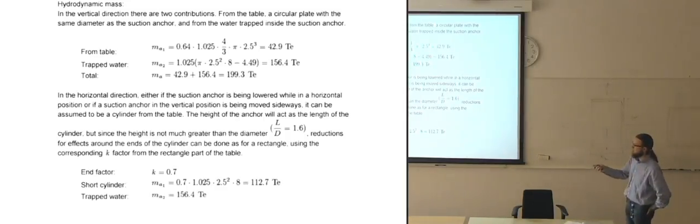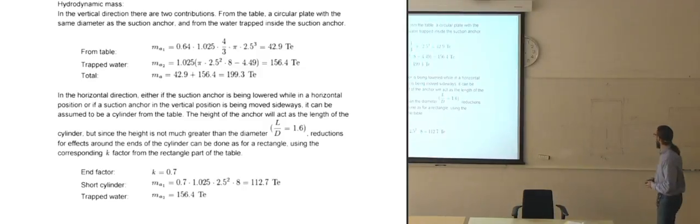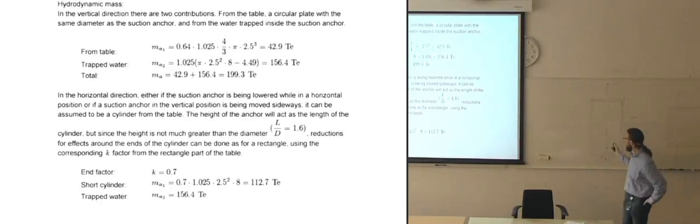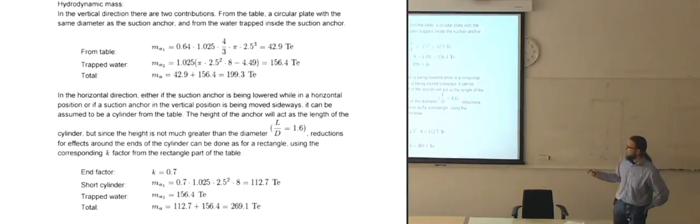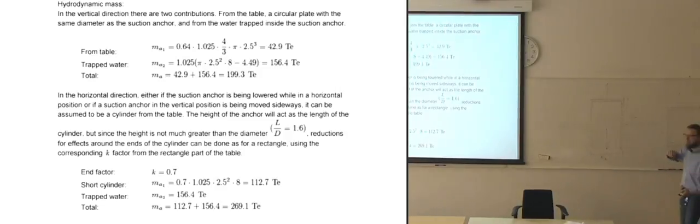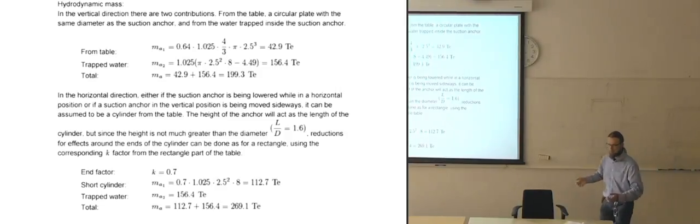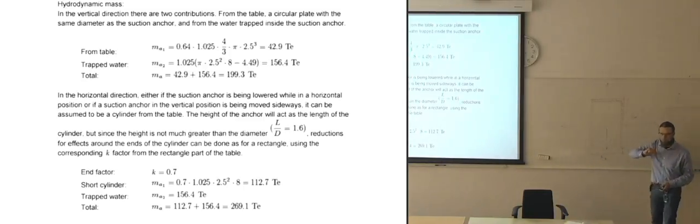And the trapped water is of course the exact same. Because the volume hasn't changed inside the suction chamber, the only difference is that now it's on its side. It's not vertical, which means that we get 270 tons in this case. So this was not a good idea to flip it over. It ended up becoming heavier when we flipped it over. So the best idea is to put it down like this.